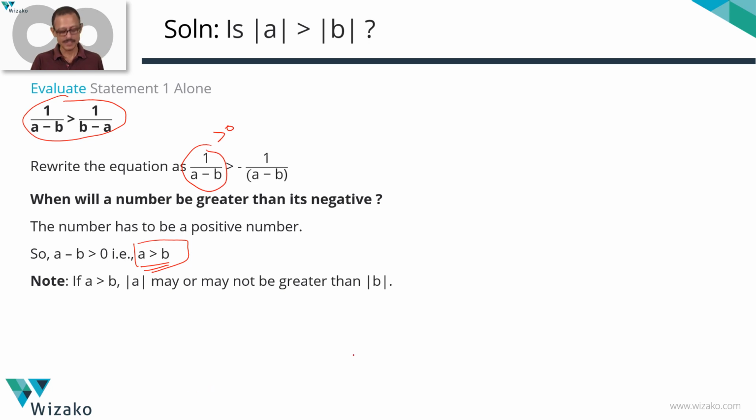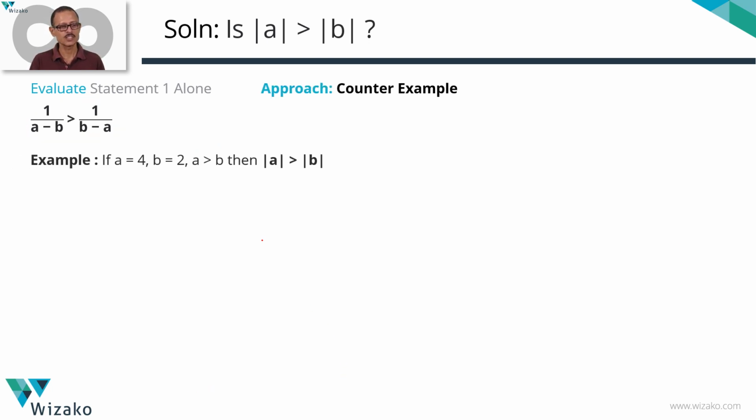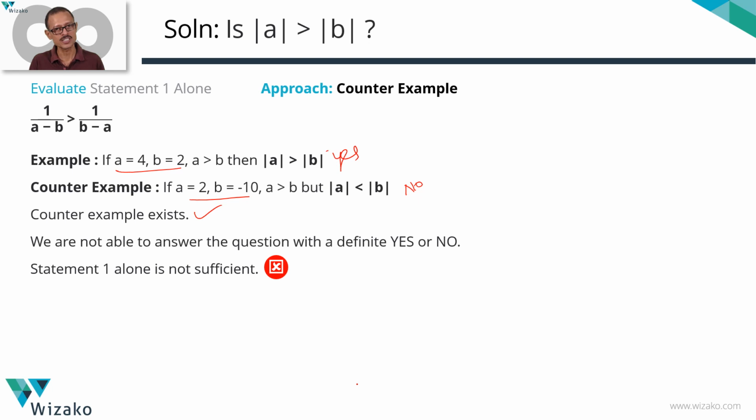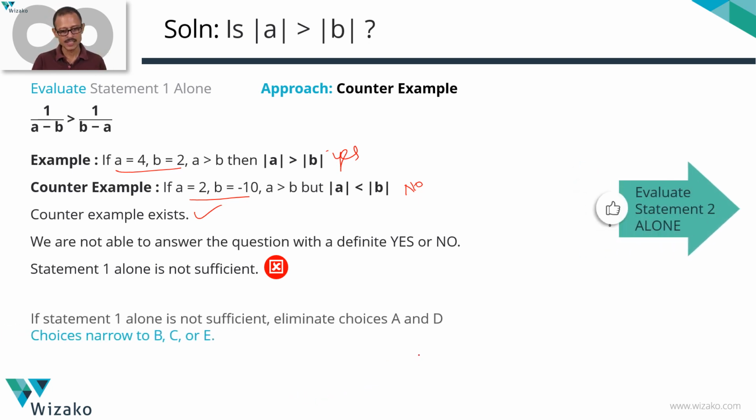So if A is greater than B, will modulus of A be greater than modulus of B? That's where we use counterexamples. If this is the example, modulus of A is greater than modulus of B, answer is yes. If this happens to be the example, in this case also we realize that A is greater than B, but modulus of A is not greater than modulus of B. Answer to the question is no. A counterexample exists for this information given to us. If a counterexample exists, the statement is not sufficient because it's giving us both possibilities. Statement 1 alone is not sufficient. Eliminate 2 answer options. We are down to B, C or E.